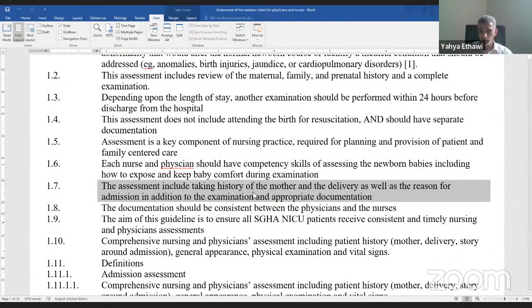Assessing the baby includes the history. The history should be taken directly from the mother. Anybody who is doing the examination should take the history directly from the mother and not copy and paste it or take a handover from another physician.